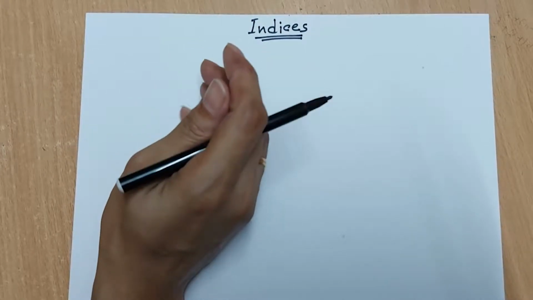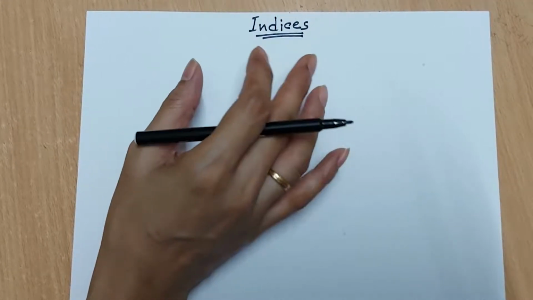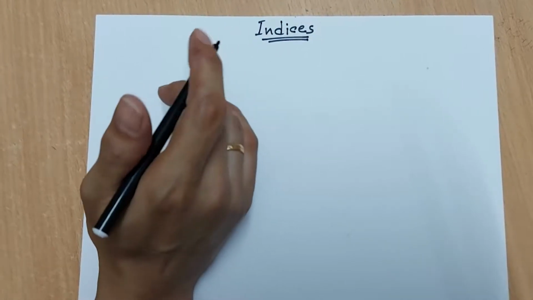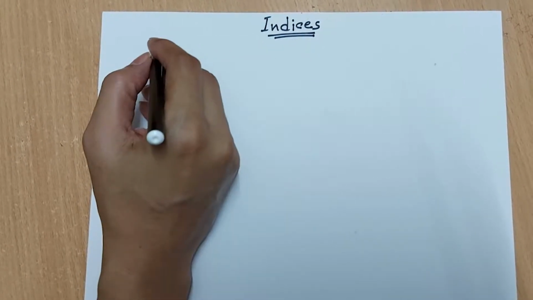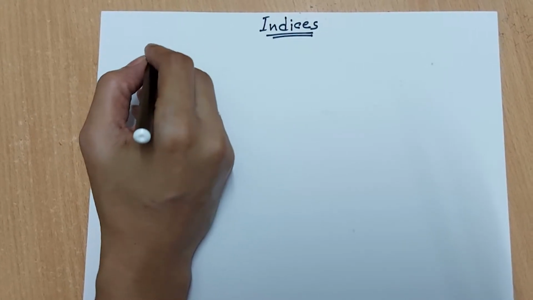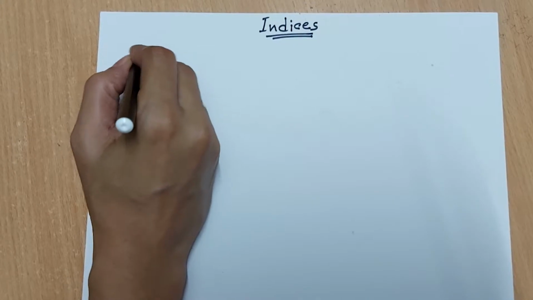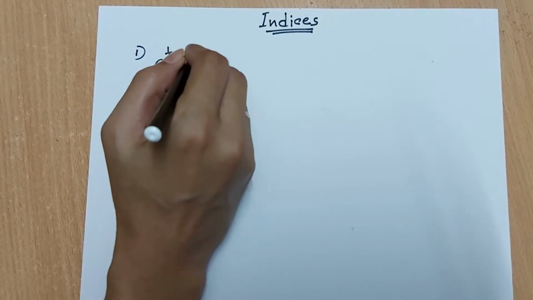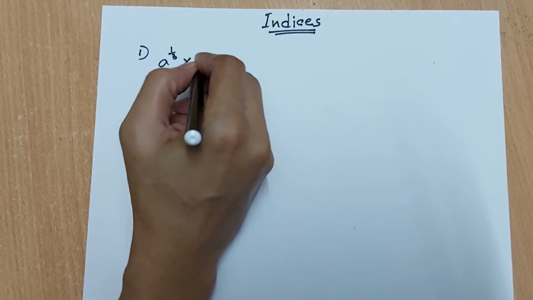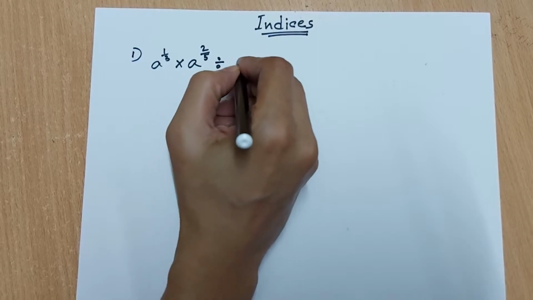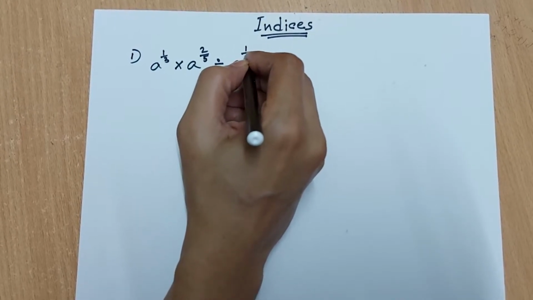We know indices always follow some rules, and in my last video I already discussed those rules, and now it's time to apply. At the very beginning I try out some simplifications. Now the first one is a power 1 by 3 into a power 2 over 5 divided by a power half.